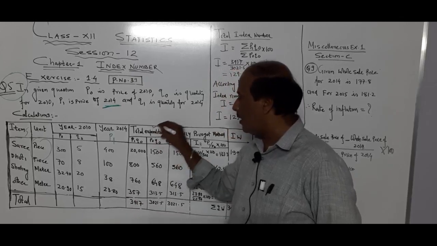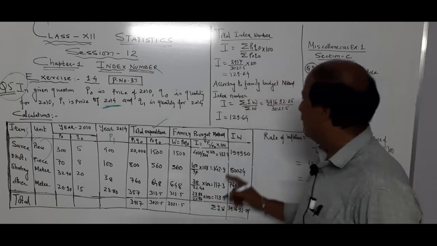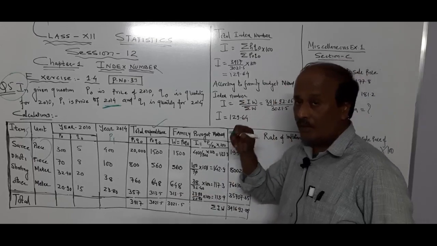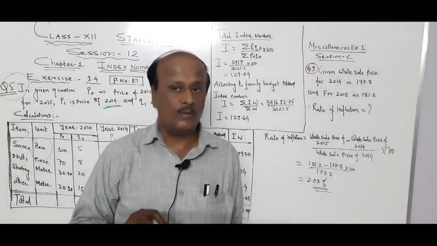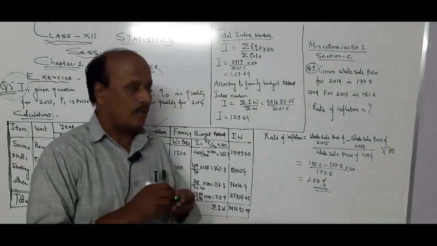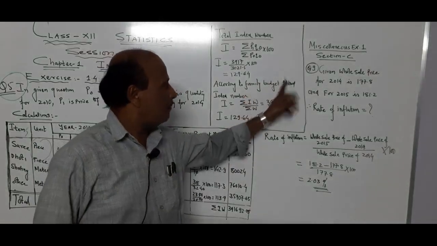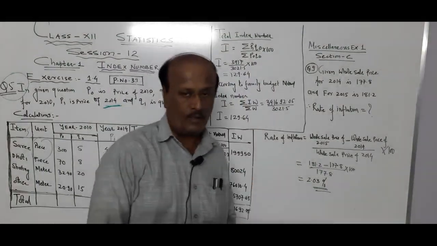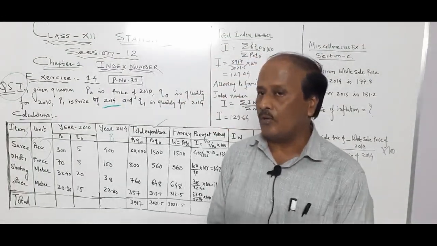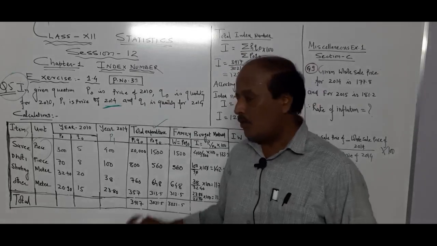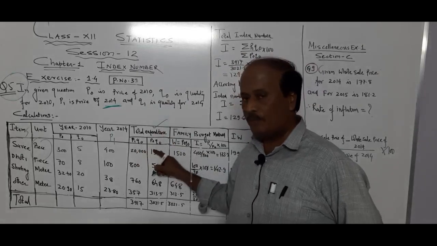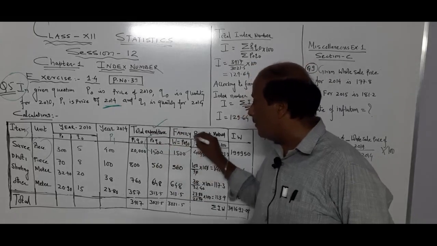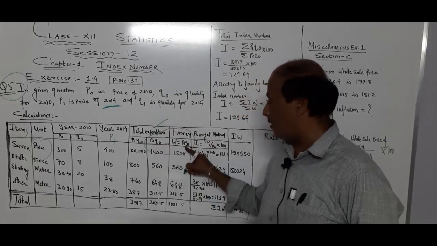Now first of all, total expenditure. The question is: find the family budget method index number. Read that question carefully. First time I am doing this type of question. Find the index number according to the family budget method. So you should know that formula also. The formula I am going to write here somewhere. So first of all, how to make the table. Then total expenditure P1 Q0, P0 Q0. Then remember P0 Q0 will also play the role of weightage.